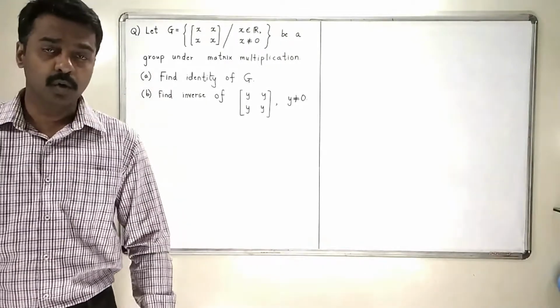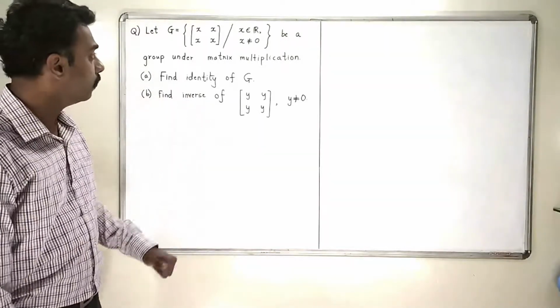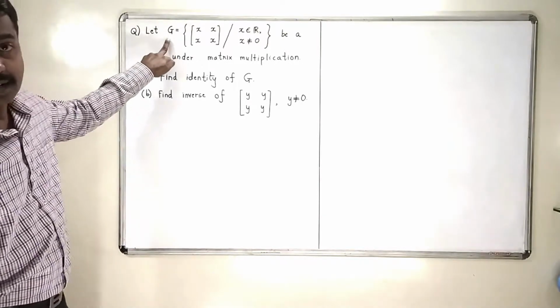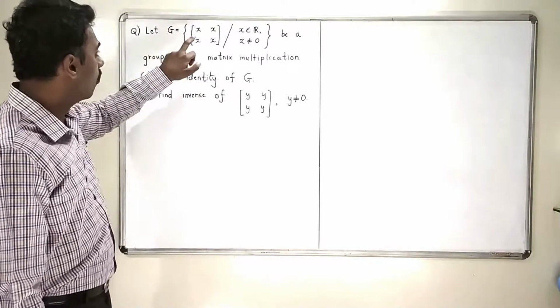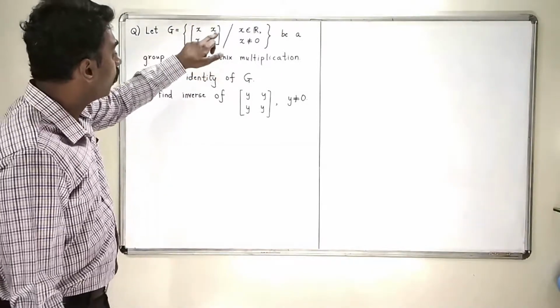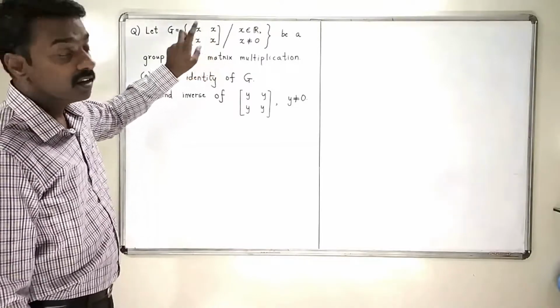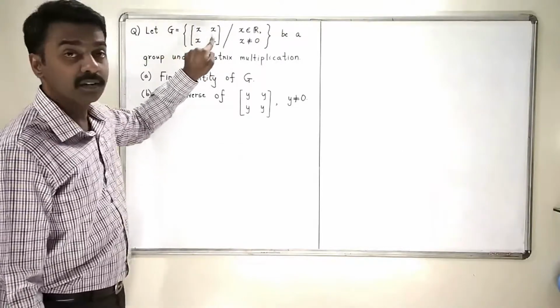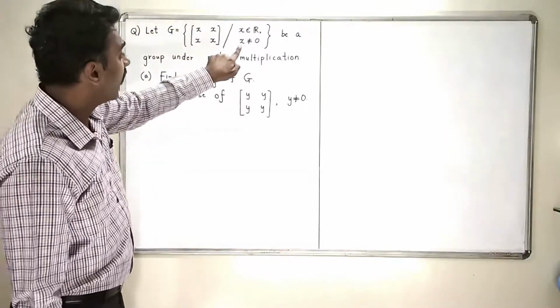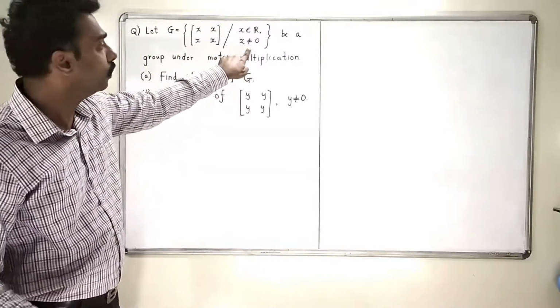Okay, so let us go to the next problem of this section now. Here G is a set of all matrices which are of the form x, x, x, x. Means G contains all those 2 by 2 matrices where all the 4 entries are the same, and that x should not be equal to 0.